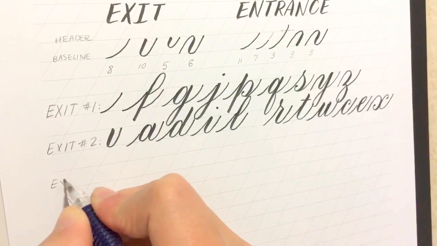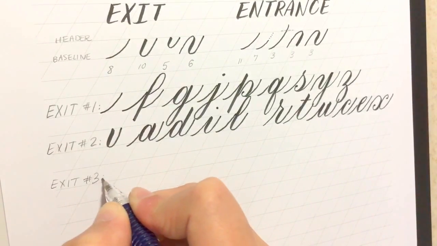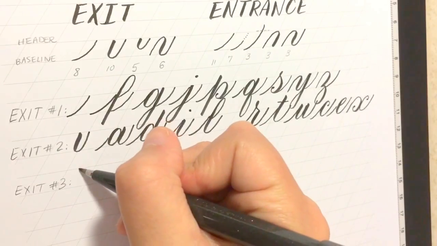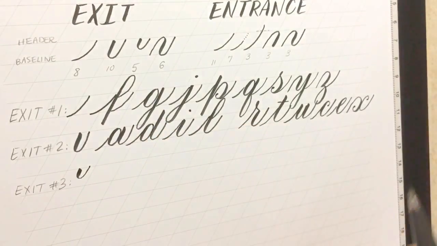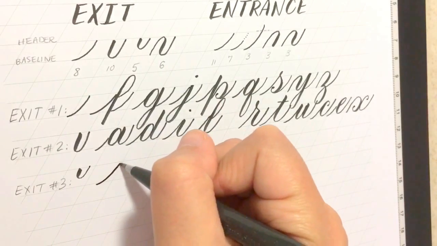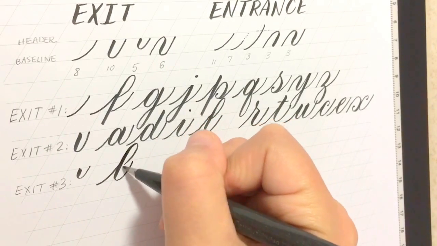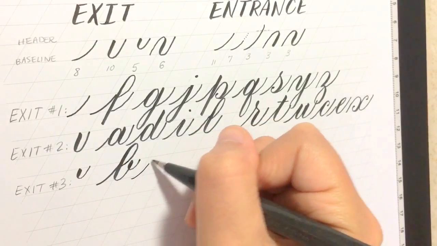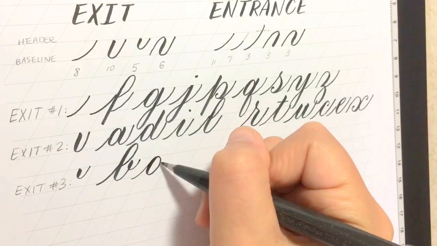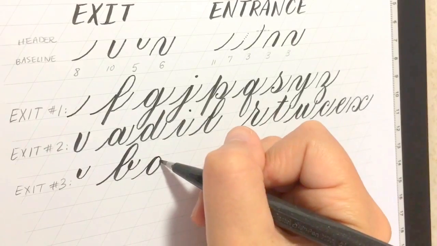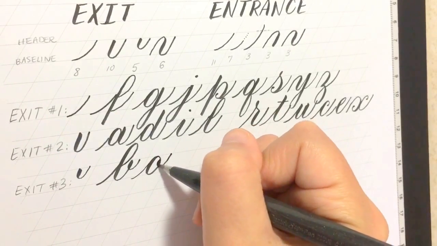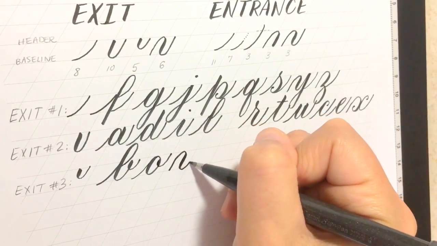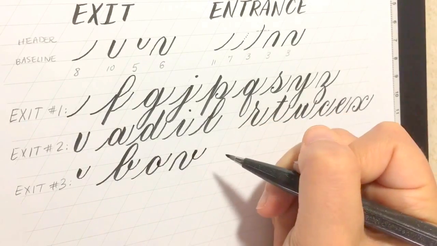Okay, then we have the third exit stroke, the comma dot or mini underturn, which starts at the header line and does not go all the way down to the baseline. So the first letter is the letter B. The O, for the O, I'm not going to start all the way at the header line. I start a little bit lower, but it's the same basic shape. So it's an even smaller underturn shape. V.